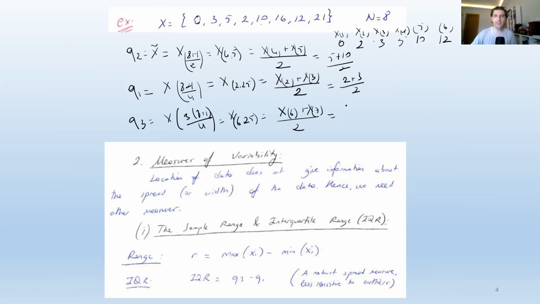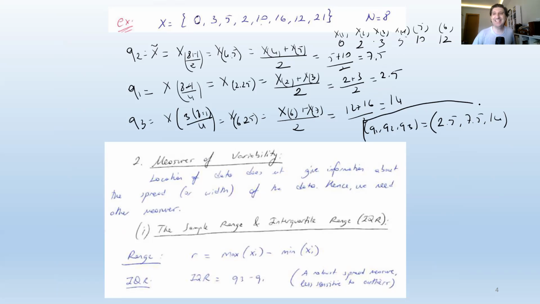And this one, 12 plus 16 over 2. So the result, let me write them, is 7.5, 2.5 and 14. So if we write them in this fashion, for instance, 2.5 and 7.5 and 14, which are equal to Q1, Q2, and Q3. This is a very nice summary of our data.